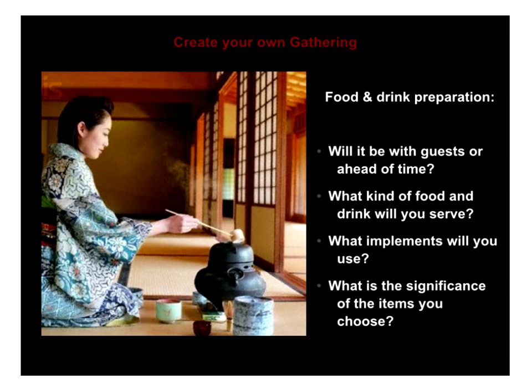Kate says that she would have her gathering in the form of a dinner inside her house on the weekend. And think also about the food and drink preparation, which is a big part of the tea gathering. Will it be with your guests that you prepare the food, like in the tea gathering, or will you do it ahead of time and have it all ready for them when they arrive? What kind of food and drink will you serve? What implements will you use? And what is the significance of the items you choose? As you're answering, feel free to answer one or any of these.